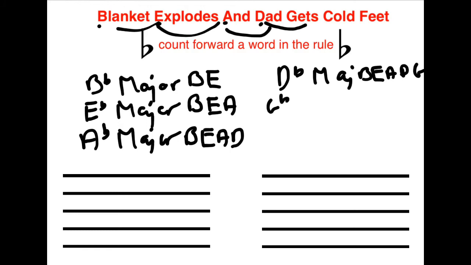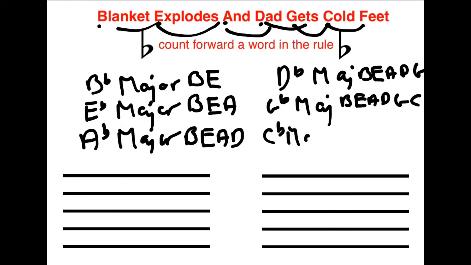Now we can take G flat major. So find G in the rule and count forward one. So G flat major has B, E, A, D, G, and C. And C flat major, count forward one. Remember I said before, C sharp major has all the sharps. So C flat major, you guessed it, has all the flats. B, E, A, D, G, C, and F. Okay, there's one that we're missing.